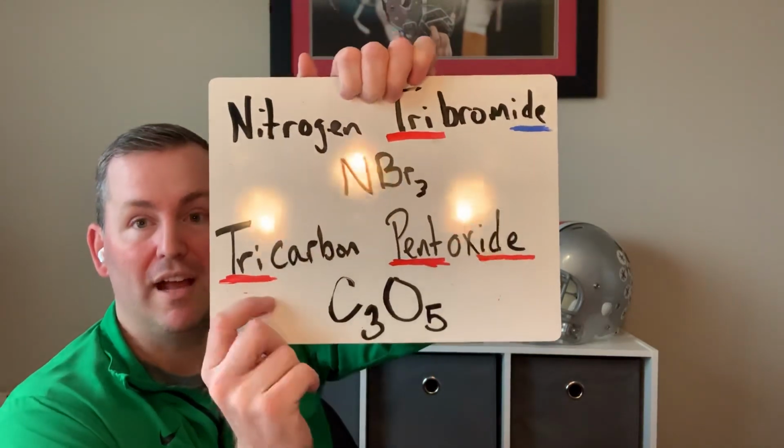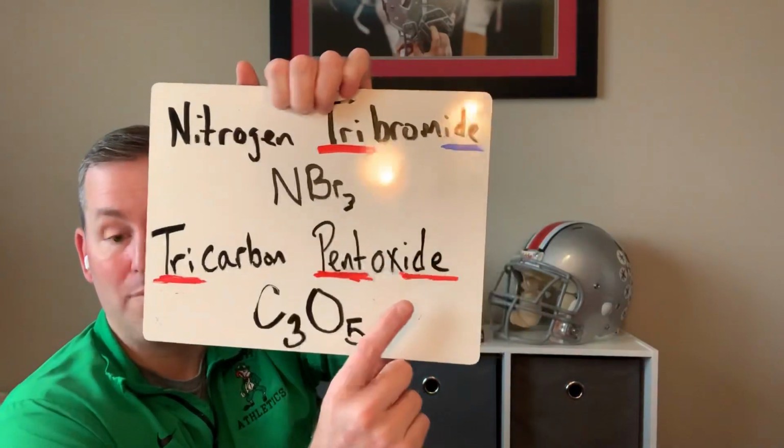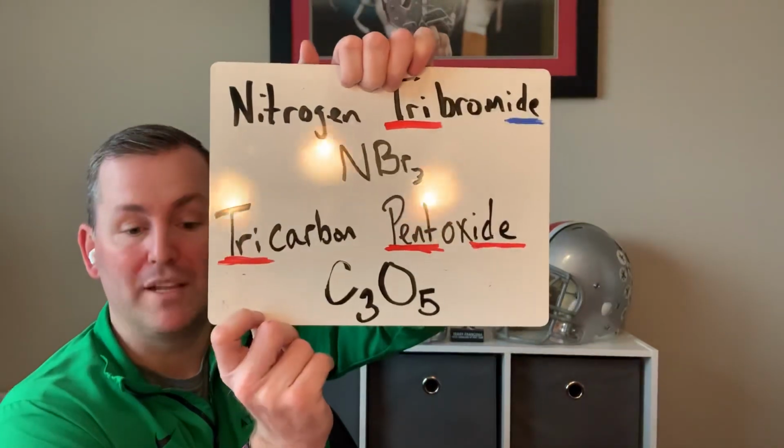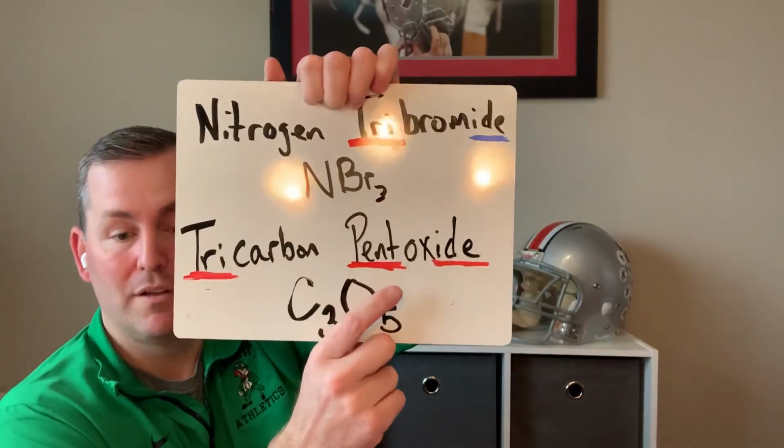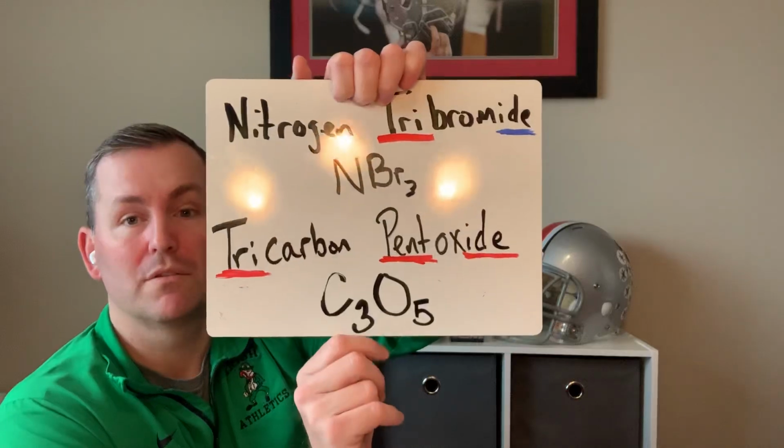Hexacarbon tetraoxide, that would be 6 carbons, 4 oxygens. And that's how we go about naming these. We still make the change to the end. We still add the IDE to the end, but we use those Greek prefixes. You're going to want to know those Greek prefixes 1 through 10 in order to be able to do this. But once you know them, you can write anything that you want.